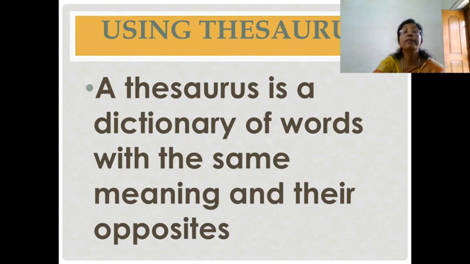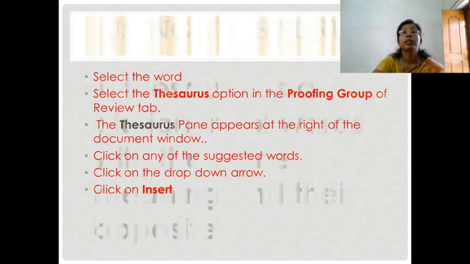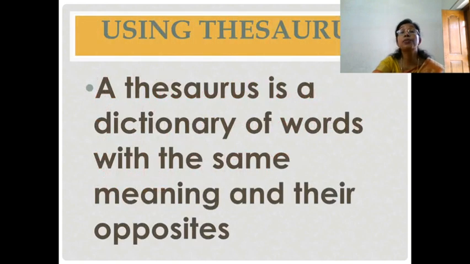Now we will move to the next topic, using the thesaurus option. A thesaurus is a dictionary of words with the same meaning and their opposites. The thesaurus suggests other words with a similar meaning to the selected word. It provides a list of synonyms and antonyms.